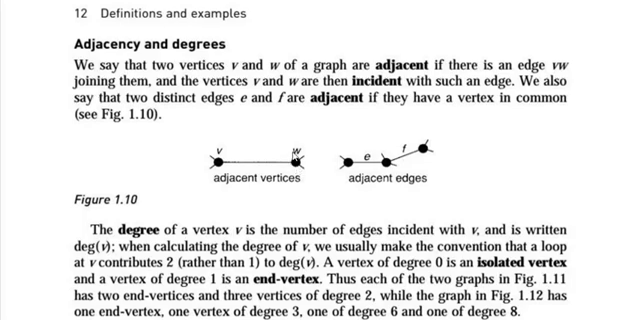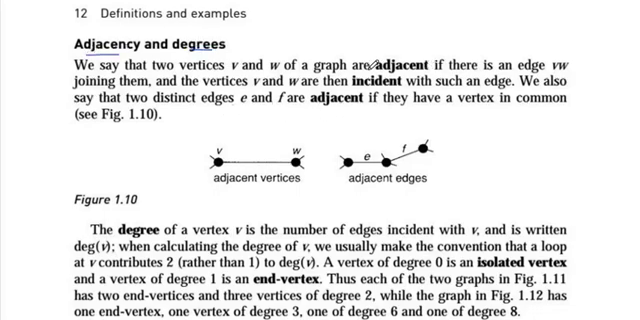In the last lecture we discussed some of the definitions related to graph theory, and at the end we discussed adjacency and degree. Today's lecture also covers some different definitions from this chapter. In the last lecture we discussed what adjacency is and what degree is.